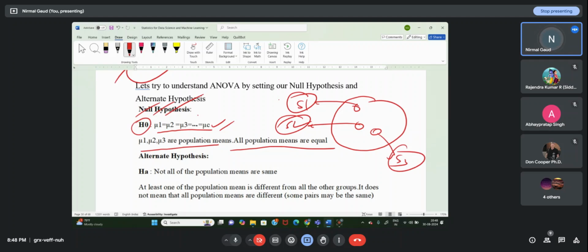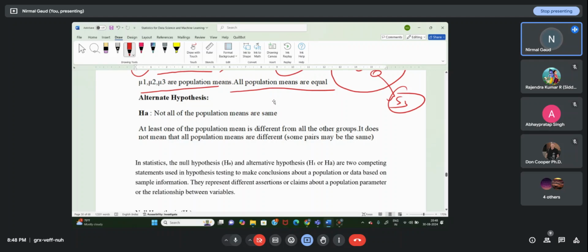This is what the null hypothesis says. So what will the alternate say? The alternate will say the opposite. What will the alternate say? The alternate will say the opposite of the null. The alternate will say not all the means of the population are equal, or not all the sample means are equal. There's a difference in the mean. That means at least one sample or one population is different from the rest.